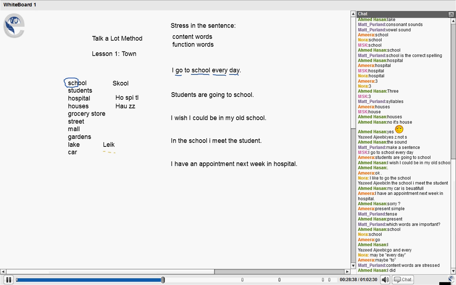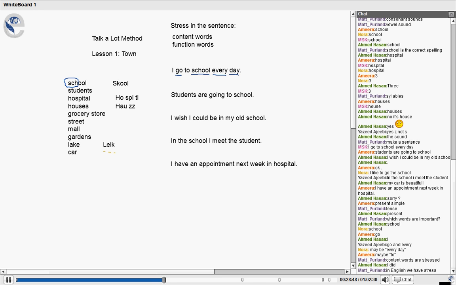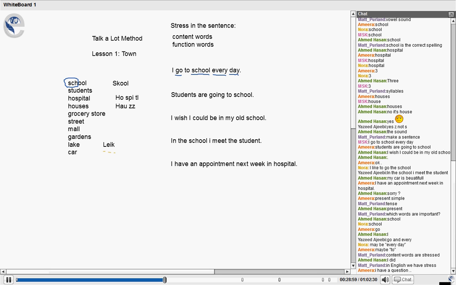English is a stress-timed language. In English we have stress. Our voices go up and down. Da da da da da da da da. I go to school every day. I go to school every day. Okay, Amira?